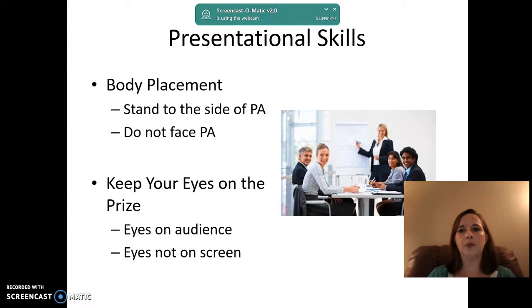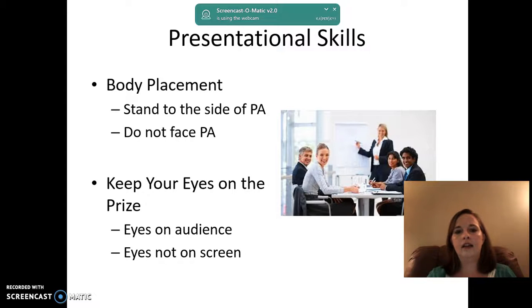So let's go ahead and talk about presentational skills. Now, if you're not using Screencast-O-Matic or something like that, where you can see your head and the whole slide, and you're actually holding a poster, or you're using Prezi and you aren't able to do this, it's really important to stand to the side of your presentational aid. You never want to face your presentational aid or to stand in front of it, blocking it, because your audience will no longer be able to see it, and so it's kind of a waste.